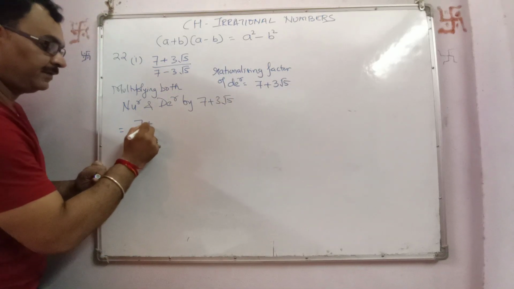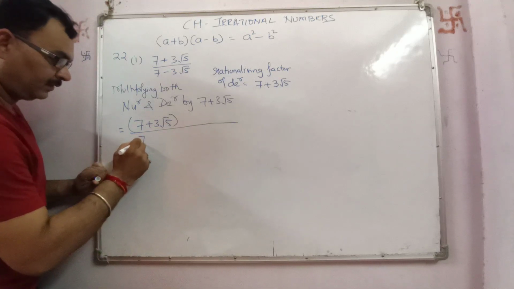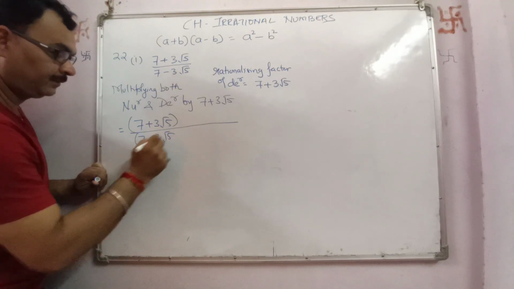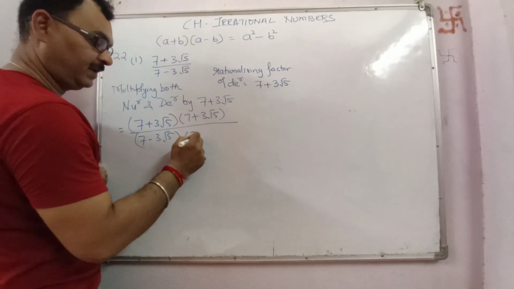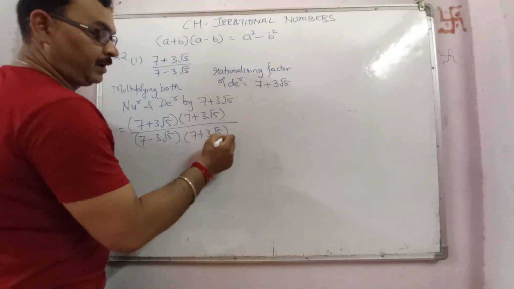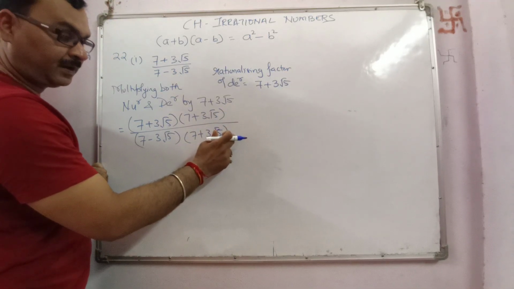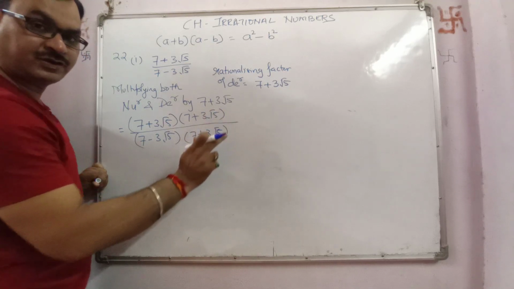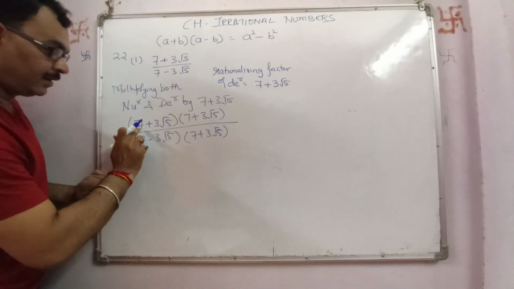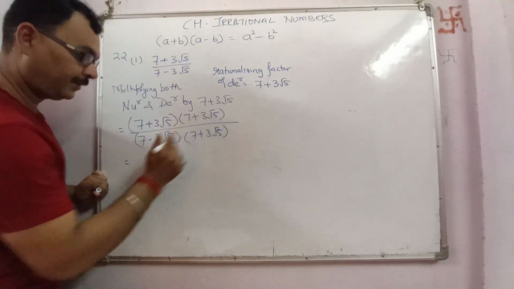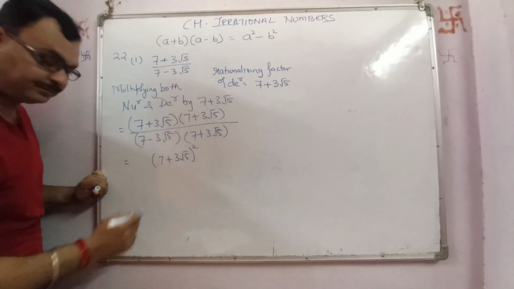So we will have (7 + 3√5)/(7 − 3√5). This is the question. Now multiplying both numerator and denominator by 7 plus 3√5. Here people have to check both the binomials must be the same. If you are multiplying with a different one, then you are changing the question and you will get straight away 0 for that. Now at the numerator 7 plus 3√5 times 7 plus 3√5, that means (7 + 3√5) whole square.